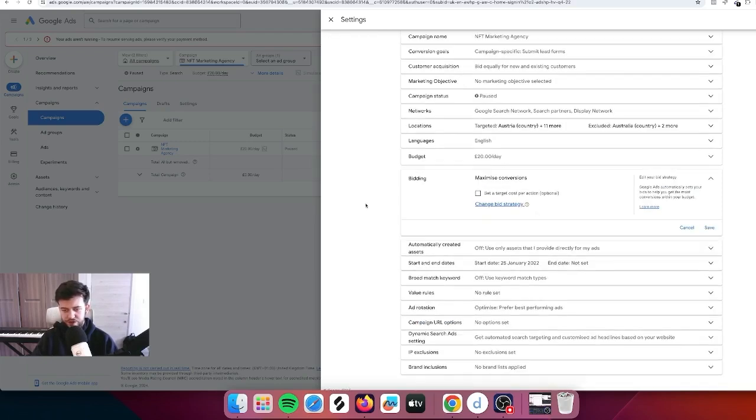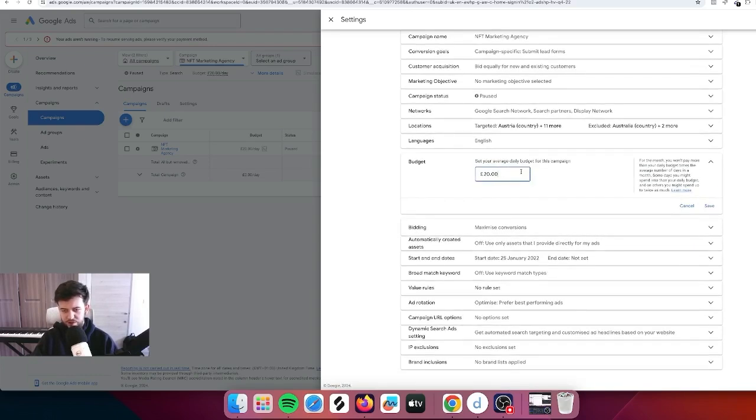Now, the only other thing to show you here on the settings is that we optimized for maximize conversions, which basically means go and get me the highest volume of leads per day for the budget that I'm spending. You can also look at doing a target cost per action or target cost per lead. I just didn't have that set up in this scenario. And the other thing to note is that the budget fluctuates. Sometimes we spent £50 a day, sometimes we spent £200 a day, depending on what our cost per lead was.